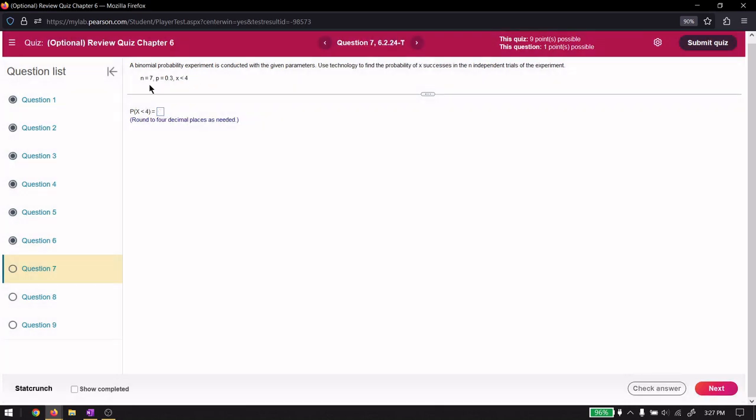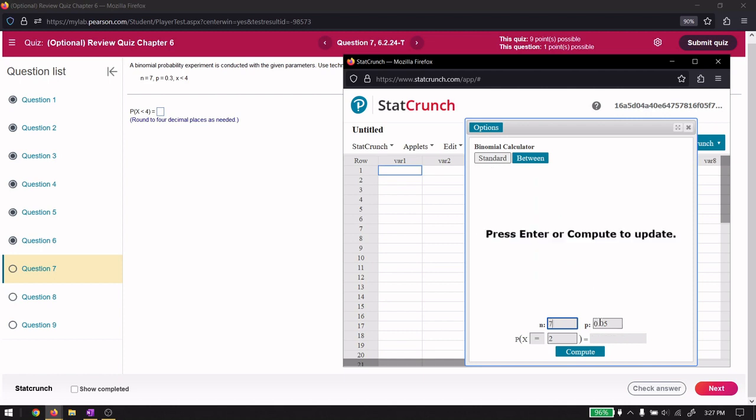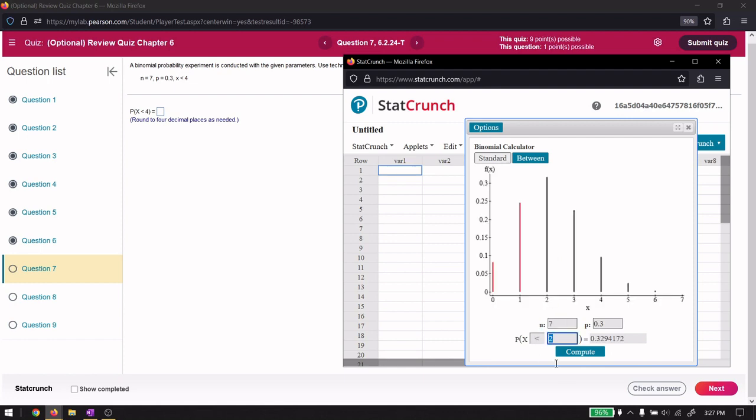The next one says, what's the probability if n is 7, p is 0.3, and x is now less than 4? Well, we can just change that, right? n is 7, p is 0.3, and x is less than 4. Compute that, and we get a probability of 0.8739, so 0.8740.